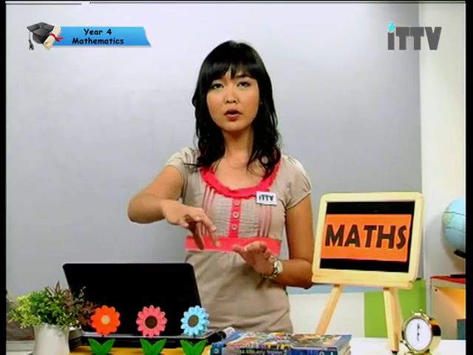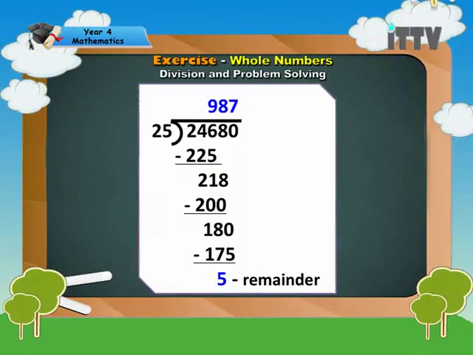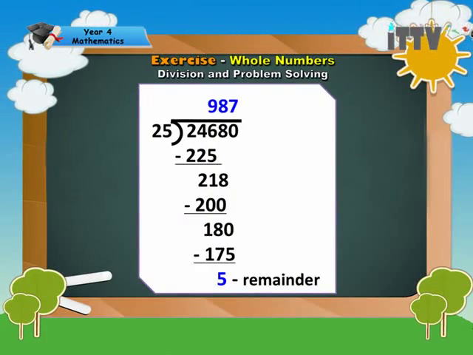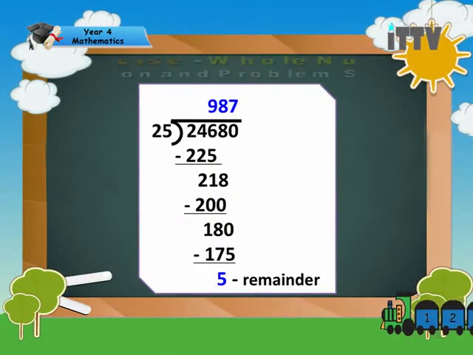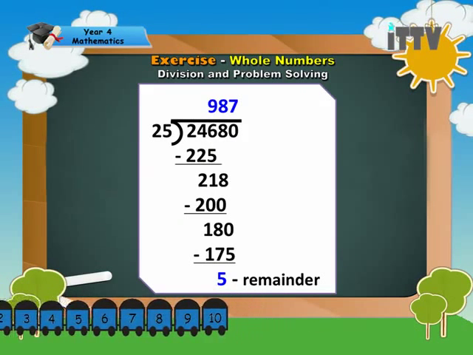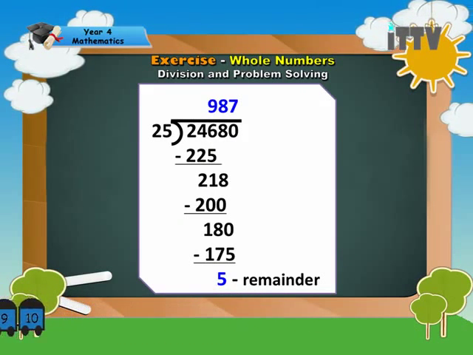So you can see over here, it is the concept of dividing or sharing equally. In one row, there are 25, so we can use division. Take 24,680 and divide it by 25. And as you do that, you will get the answer 987 with the remainder 5. So that's the answer. Okay, boys and girls, I sure hope that you have gotten all the questions correct.